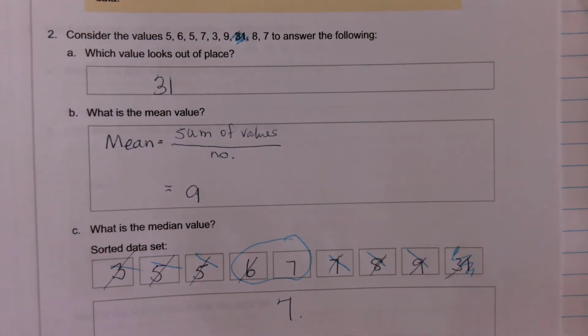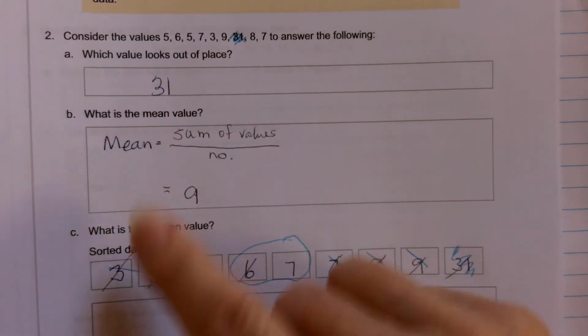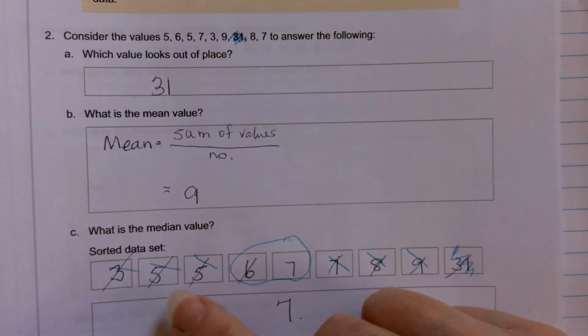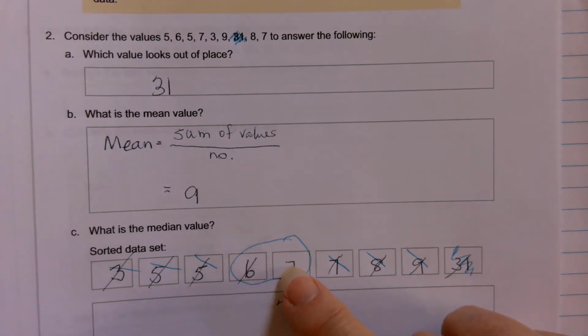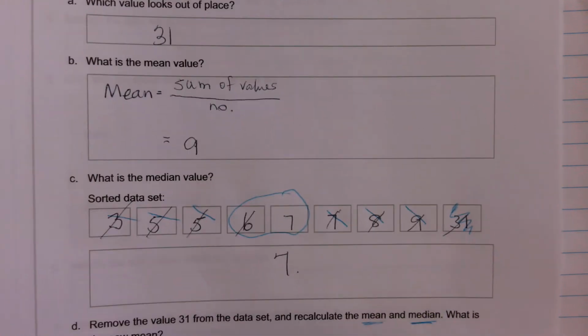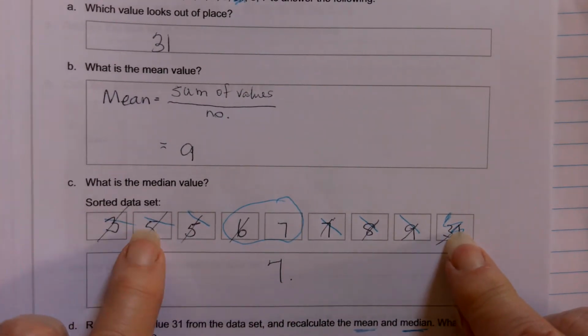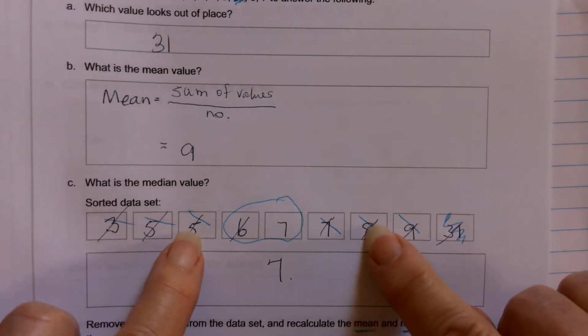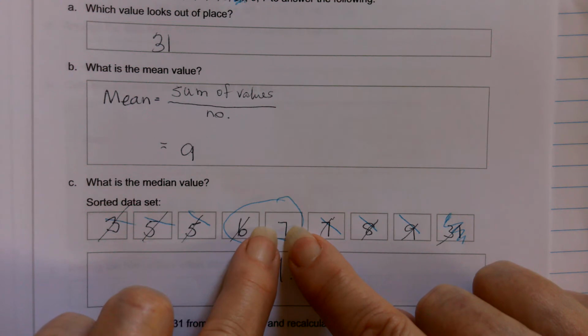We had to sort this, so you've got a 3. There are 2 5s, so make sure you put both the 5s in. There's a 6, 2 7s, an 8, a 9 and a 31. So the middle value, I've come backwards, 1, 2, 3, 4, and the one in the middle is the 7.